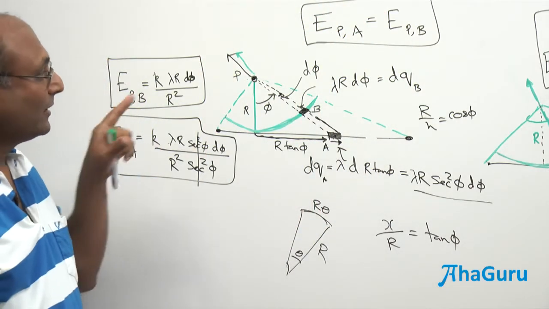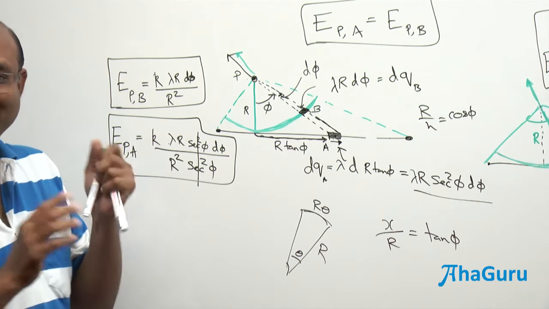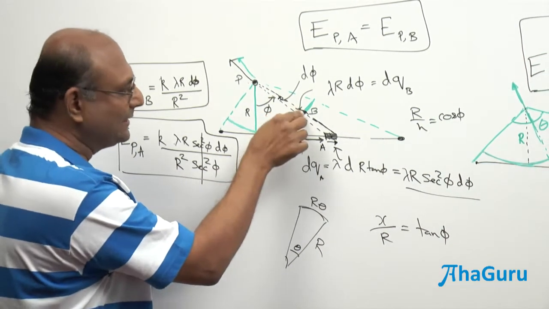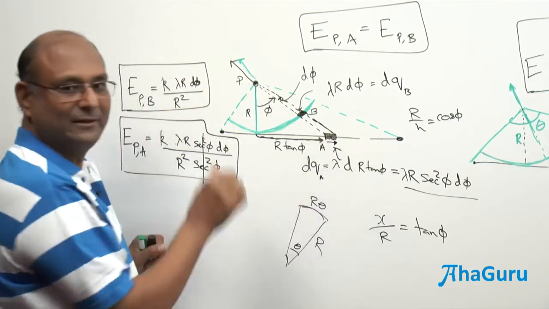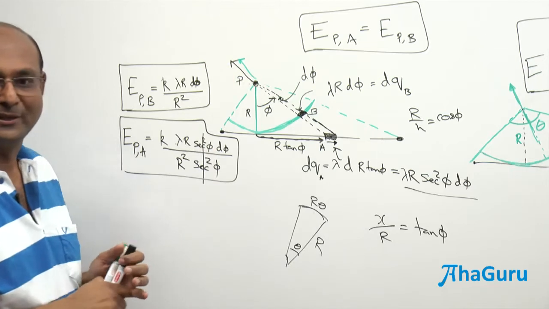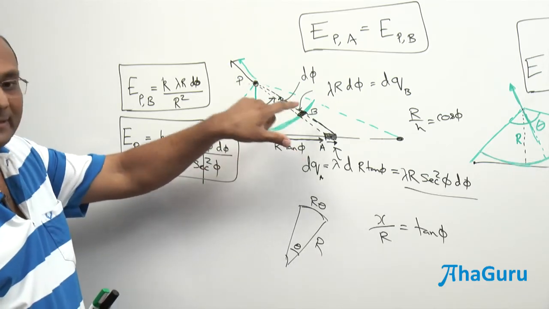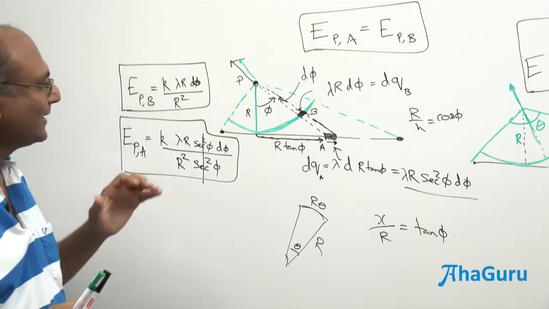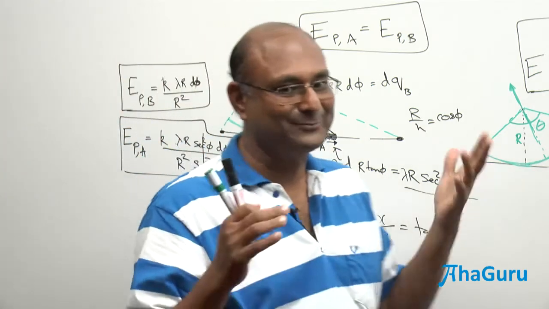Now why is this true? Think about it. It just turns out to be nicely, magically true because this point has a different charge, that point has a different charge, this has a different distance, that has a different distance, but the charge by the distance square turns out to be equal. So it just happens to be equal, which makes our life so much simpler.